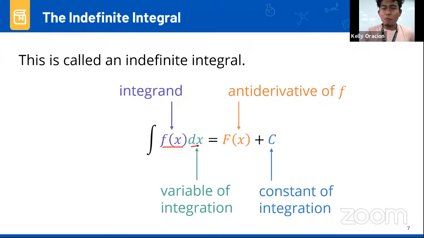If it is f of t, with the letter t, that means your variable of integration is dt. If s, f of s, it should be ds. If r, like f of r, the variable of your integration is dr. So please take note of that one.